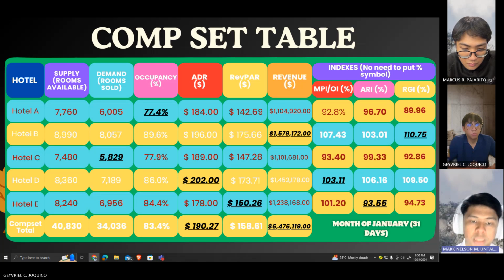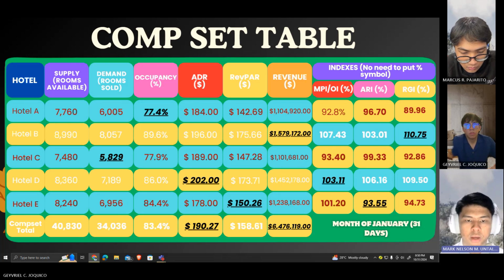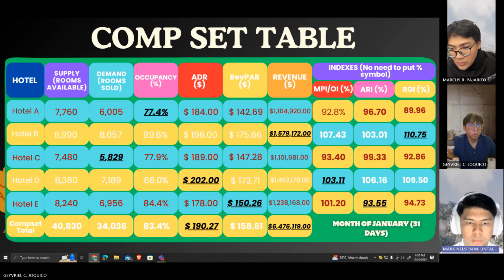The Revenue Generation Index, or RGI, compares a hotel's RevPAR to its competitors. A score above 100 reflects stronger revenue generation. Hotel B, with an RGI of 110.75, excels in converting occupancy and ADR into revenue, driven by effective demand capture and pricing. In contrast, Hotels A and C, with RGIs of 89.96 and 92.86, lag in revenue performance, suggesting a need to refine their pricing and guest strategies.